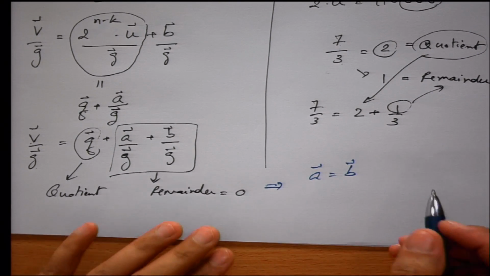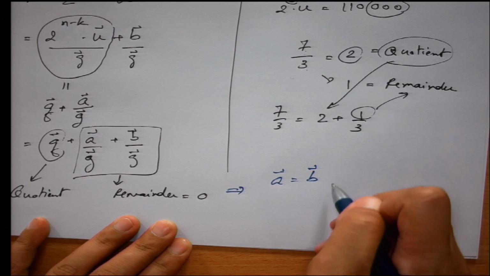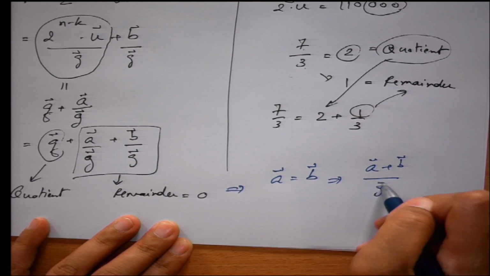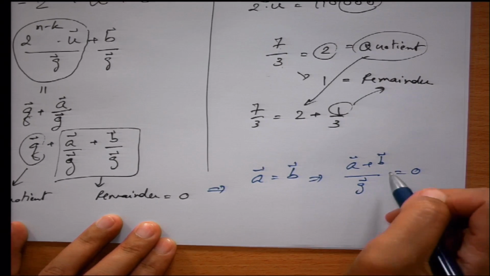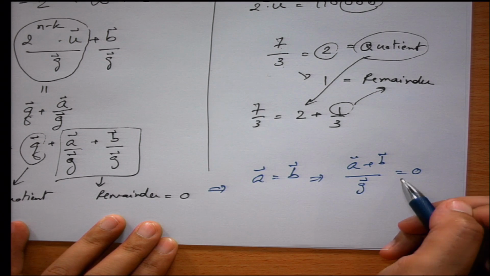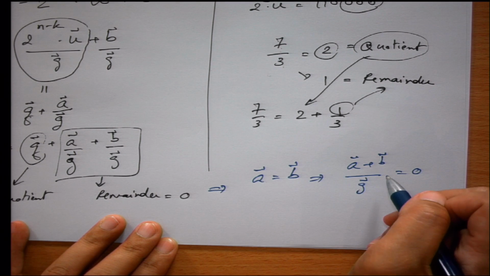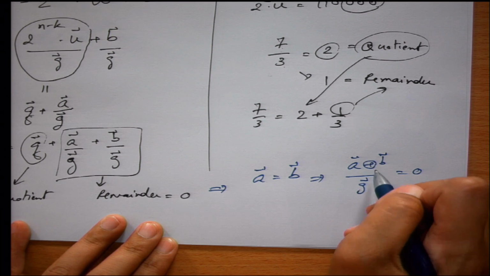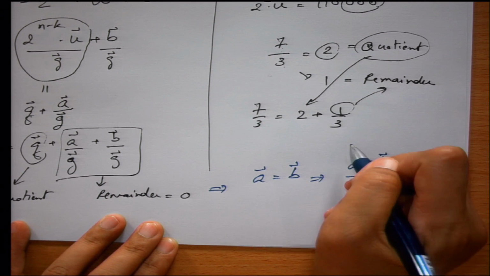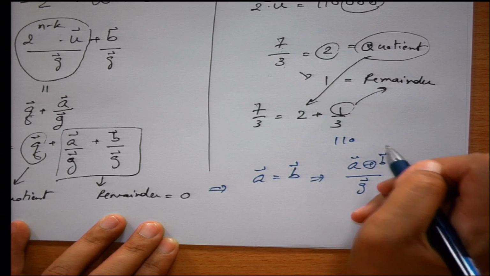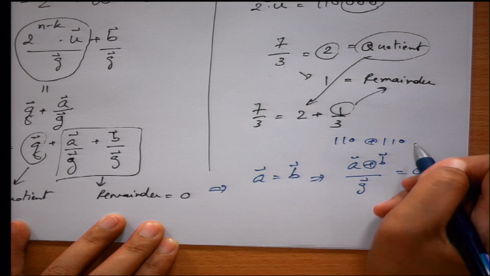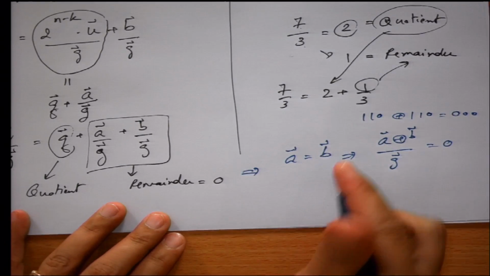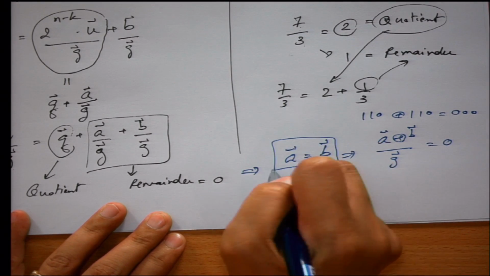Because if A equals B, you will have A plus B over G equal to 0, because A and B are equal. And if you remember, this is a sequence of binary digits, and you add with modulo 2. So for example, A is 1, 1, 0, B is 1, 1, 0, you have 0, 0, 0. So you have to select A equal to B.